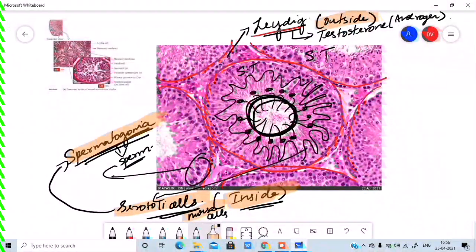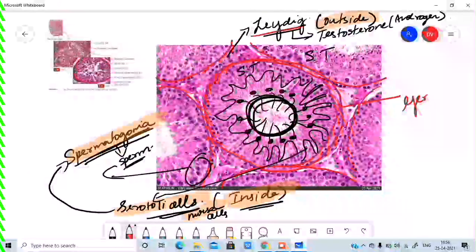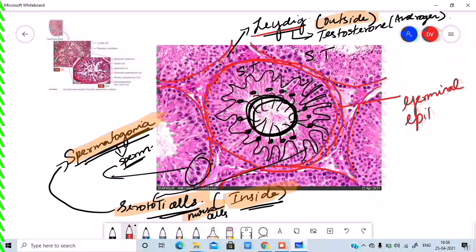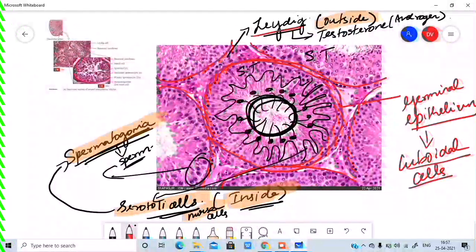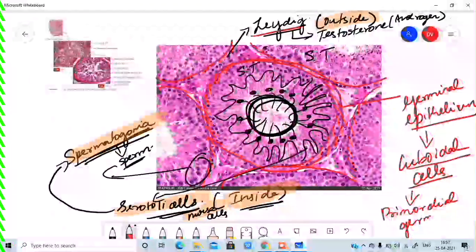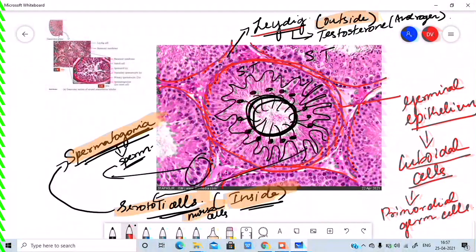Right, guys? One more important piece of information is the lining of the seminiferous tubule. The lining is made up of an epithelium called the germinal epithelium. That is basically cuboidal cells, and it has the primordial germ cells, and those germ cells develop into the spermatogonia. The spermatogonia develop into the sperm. Alright guys, you have to know all of this information, and basically the sperm is produced in the seminiferous tubules of the testis.